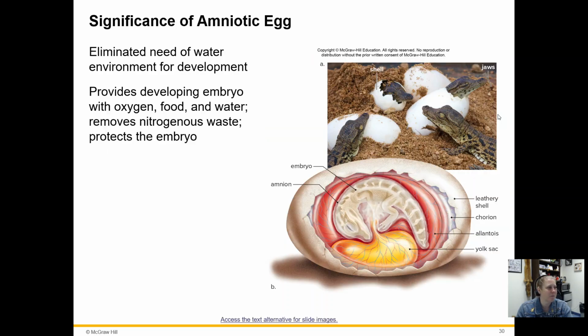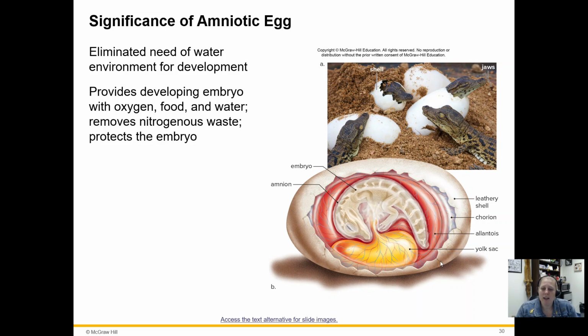They're fascinating. The amniotic egg itself, though, is huge because it provides the developing embryo with oxygen, food, and water, and it removes the nitrogenous waste. It protects the embryo from the elements. So some of these guys will lay their eggs and leave them. You have that with some snakes and like the sea turtles. They lay their eggs and they go back into the water. You have some that are protective. So crocodilians, for instance, are very protective of their eggs. Alligators, crocodiles, caimans, gharials, the whole thing, and they're going to be raising their young for a while.